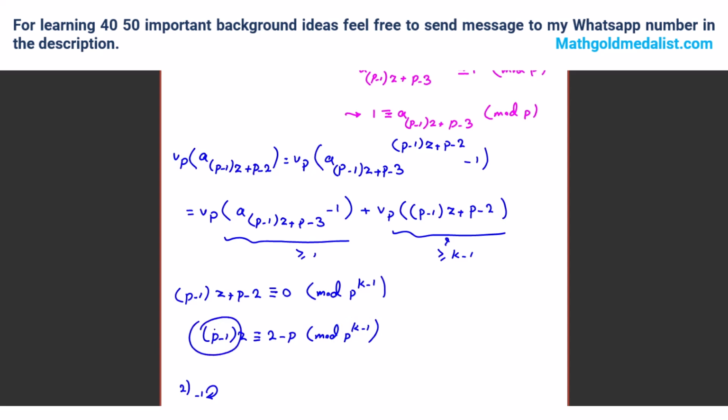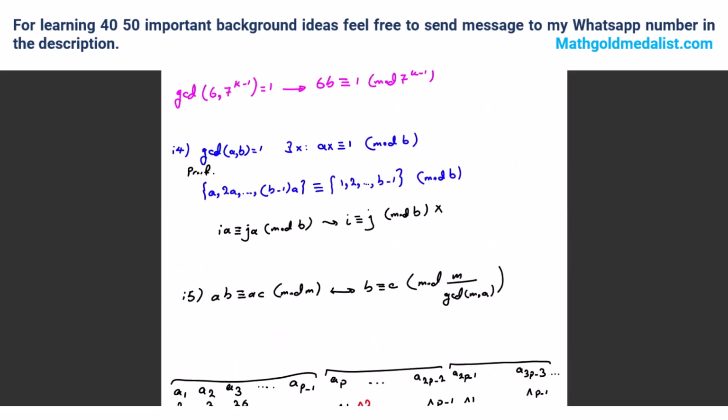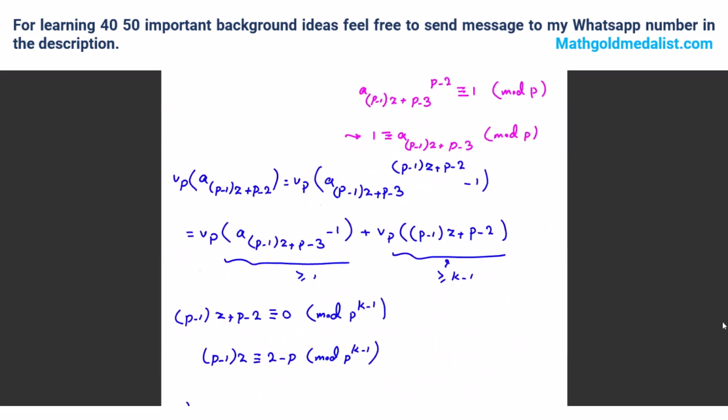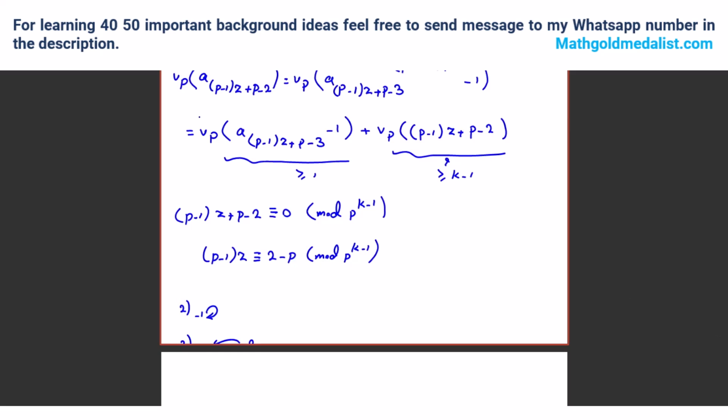So we can multiply by the multiplicative inverse of p minus 1. We prove there exists such a number, okay? By idea 4.